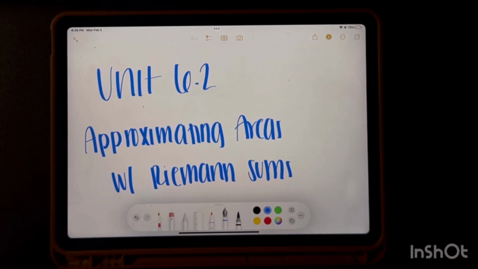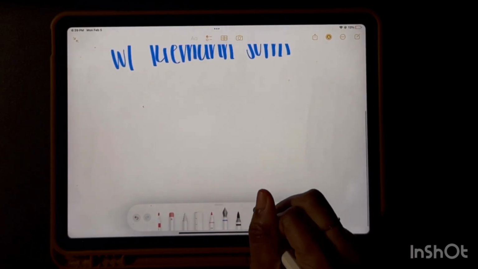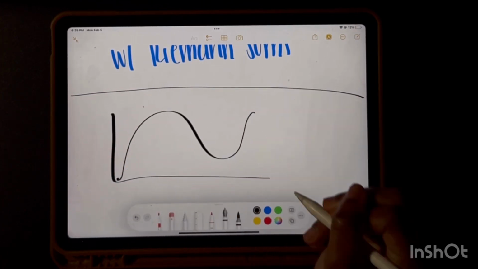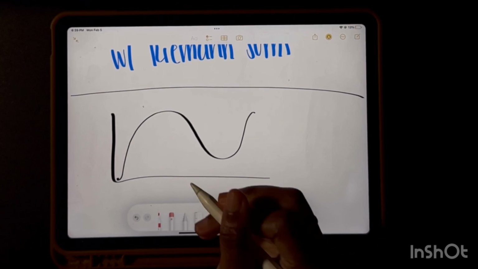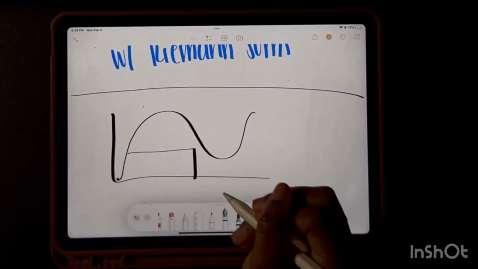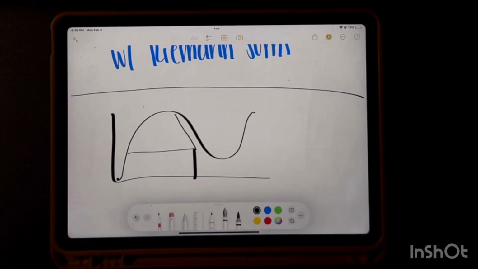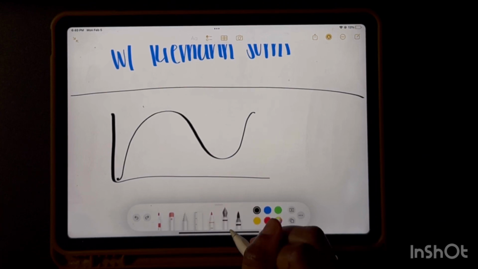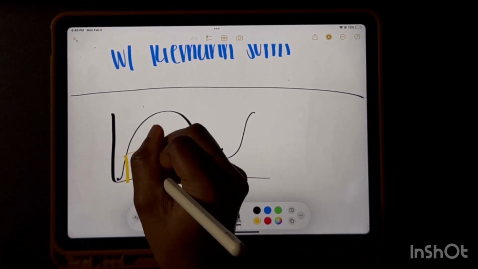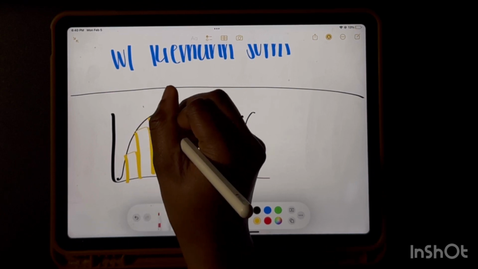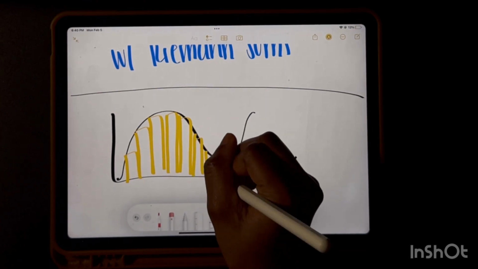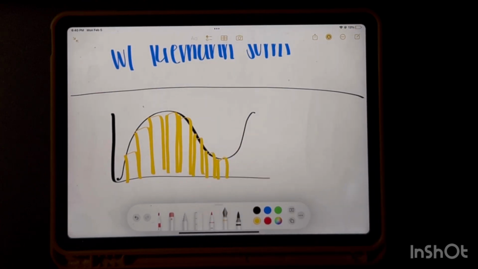Welcome to Unit 6.2. Today we're going to be talking about approximating areas with Riemann sums. Like I said in the other video, if you want to find the area of your function, but you didn't have clean geometric shapes to divide your function into, what you would have to do is use Riemann sums. Riemann sums just means that you use mini rectangles, and using these mini rectangles, you would find the approximate area of the function.